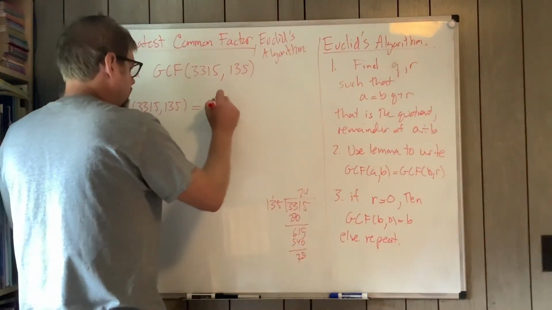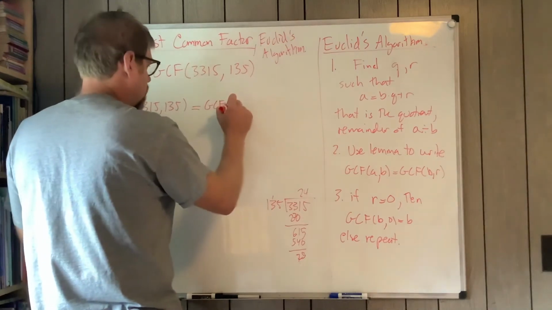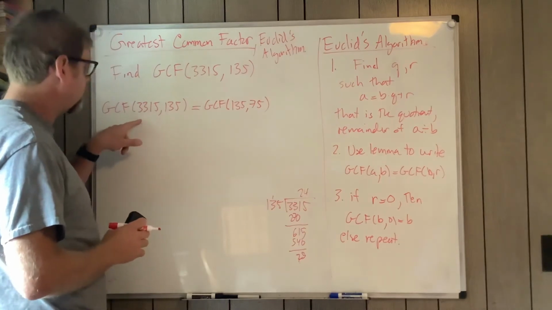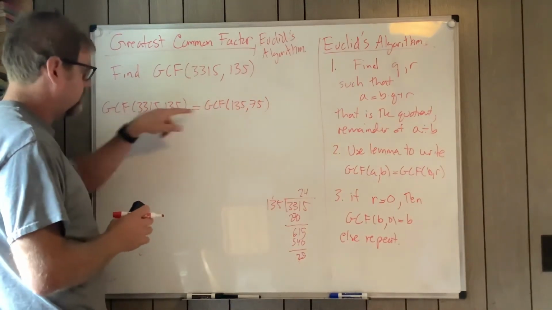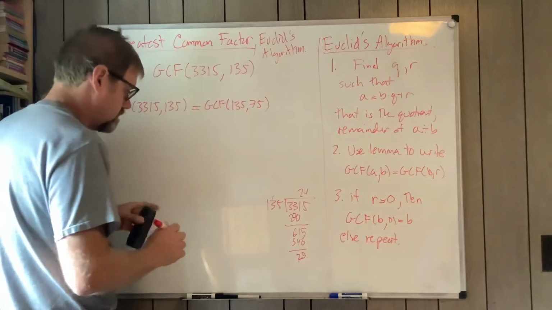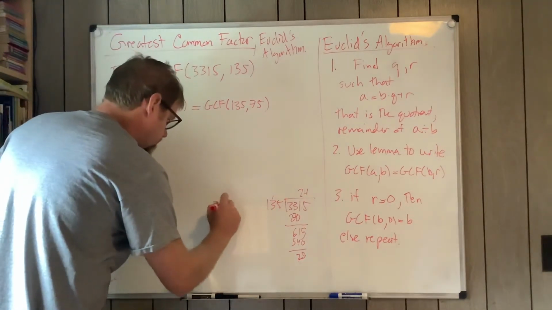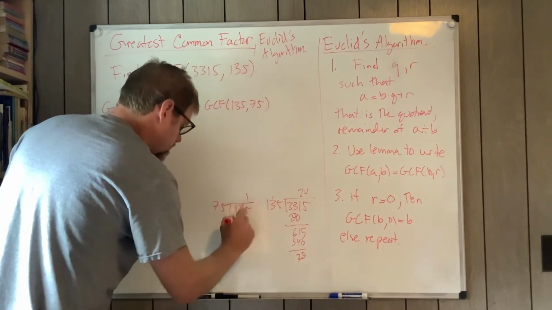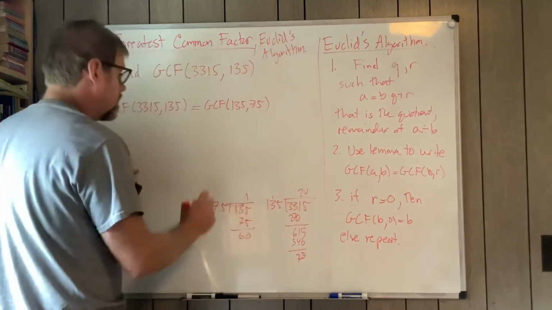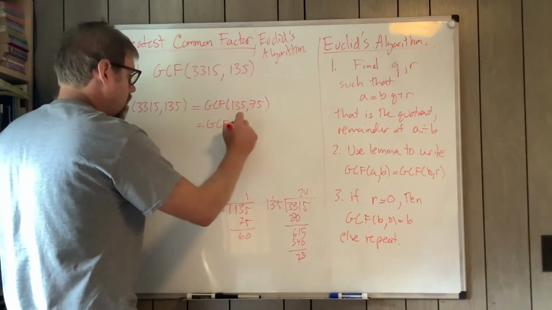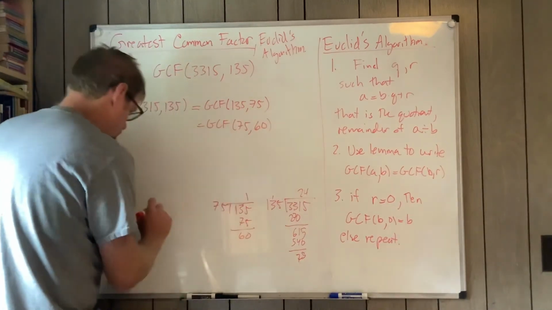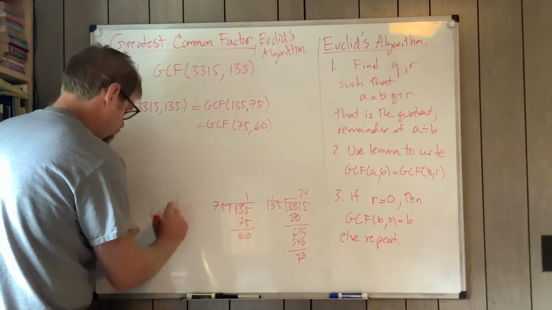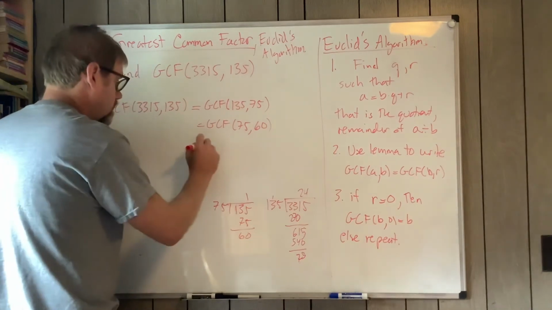Okay, GCF of 135, 75. Notice here we very quickly brought these bigger numbers down. All right, so let me do 75. Whoops, 135 is 1 and 60. Then 60, 75, once, 15.